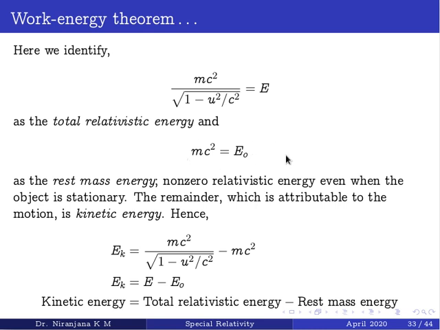Rest mass energy is nothing but the relativistic energy when the particle is at rest. If you substitute in the relativistic energy u equals to 0, then this expression will end up into mc square. That we call as E naught. And now plugging back, Ek, the kinetic energy, is the difference between the total relativistic energy and the rest mass energy. That is, Ek equals to the total relativistic energy E minus the rest mass energy E naught.